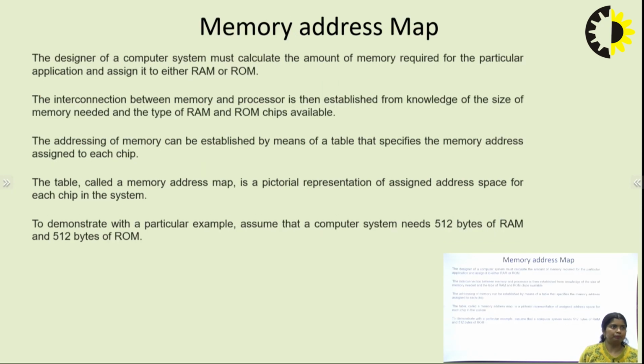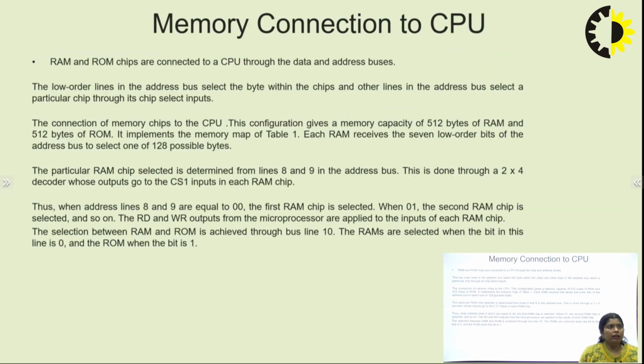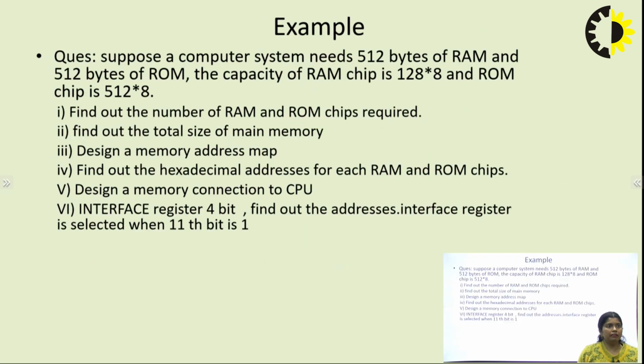Now, there is a memory address map. Actually, the memory address map is a pictorial representation of assigning the address space to each chip. Each chip here is represented as RAM or ROM. Here I am taking an example: suppose a computer system needs 512 bytes of RAM and 512 bytes of ROM.